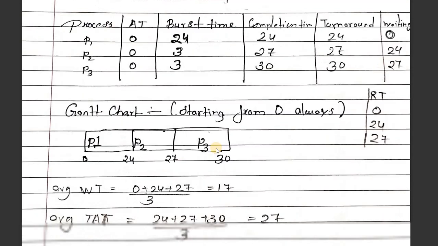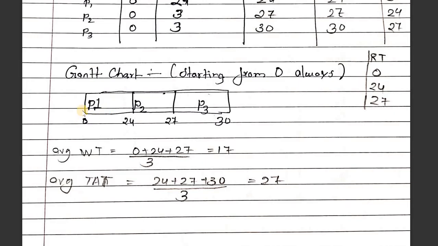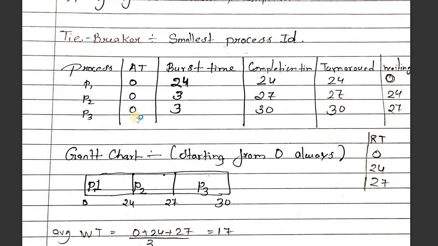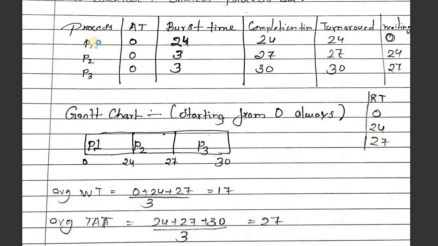Here we create a Gantt chart, starting from 0 always. Since there is the same arrival time, we consider process ID for their priority. The smallest process ID is P1, so P1 gets the most priority. From 0 to 24, there are 24 burst time, so from 0 to 24 the P1 process gets into the CPU, and then P2 will go for execution, and then P3.